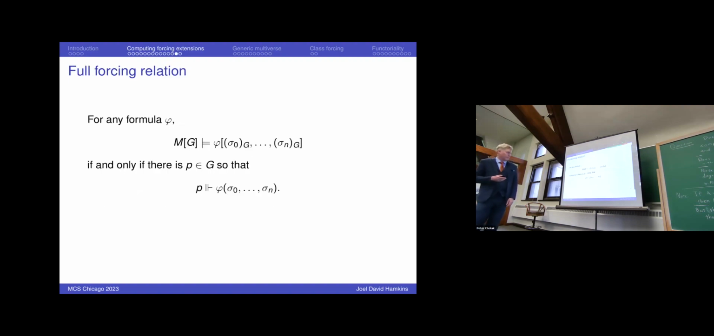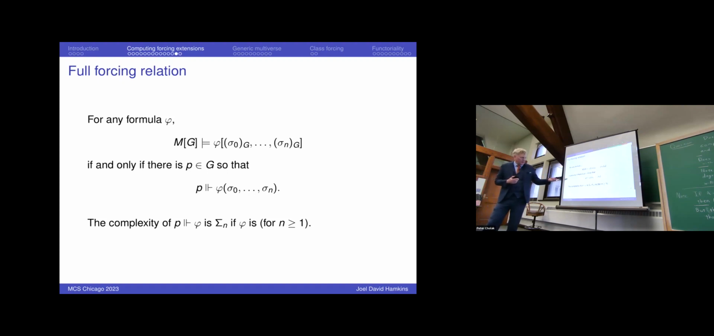And then, okay, the full forcing relation for any phi is definable in the ground model. Furthermore, the forcing extension satisfies a property phi about some names if and only if there's some condition forcing that, and therefore we reduce questions about the forcing extension to questions about truth in the ground model.